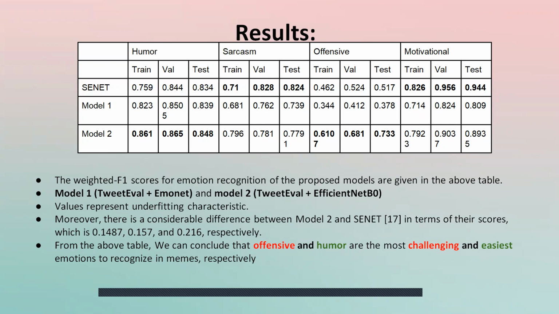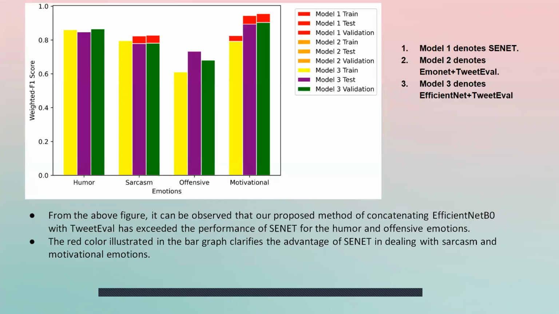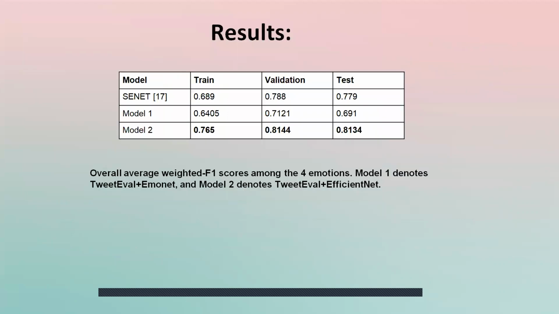Overall, we observe that offensive and humor are the most challenging and easiest emotions to recognize in memes. In this bar graph, we can observe that in humor and offensive, model 2 has exceeded the performance of model 1 and CNET. Whereas for sarcasm and motivational, CNET was still able to perform a little better compared to EfficientNet and TweetEval.